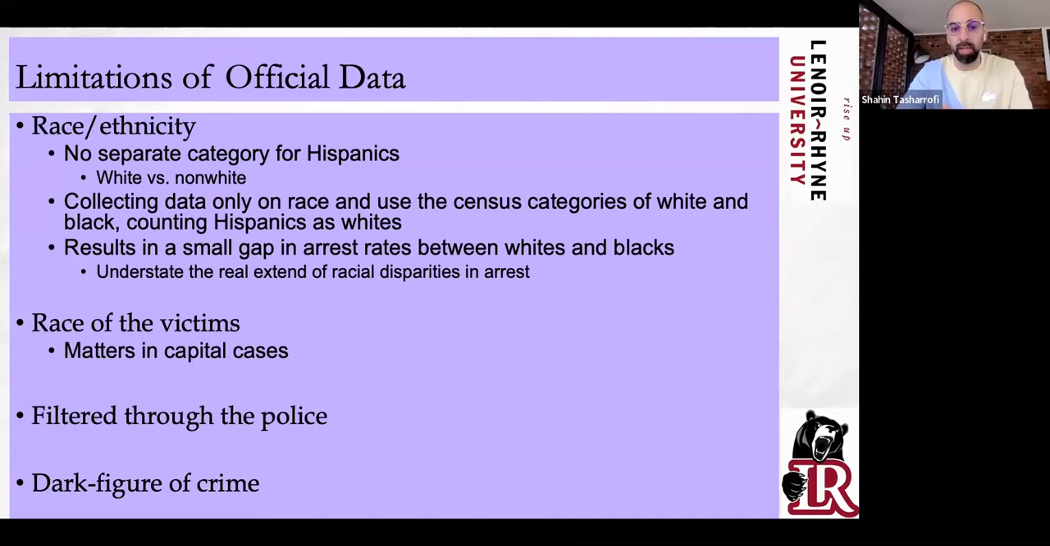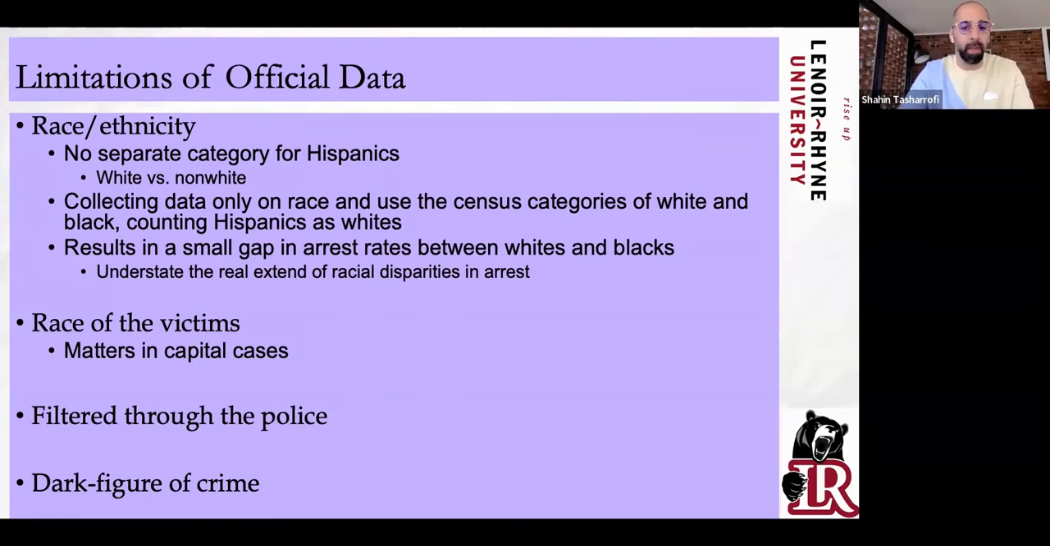So whites and Hispanics are being categorized as one race or ethnicity. And because we know from some studies that Hispanics are more likely, for example, to be arrested compared to whites, combining Hispanics and whites is going to really close the gap if you're interested in studying blacks and whites, right? Because we are not comparing blacks and whites, we are comparing blacks and the other category, being whites and Hispanics combined. So this is going to really understate the real extent of racial disparity in arrests.